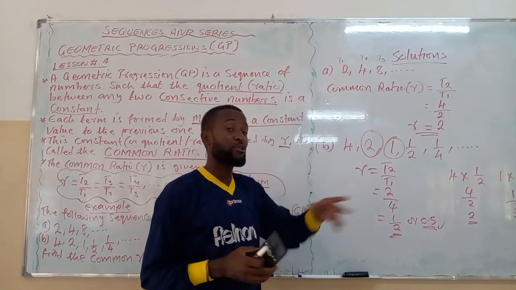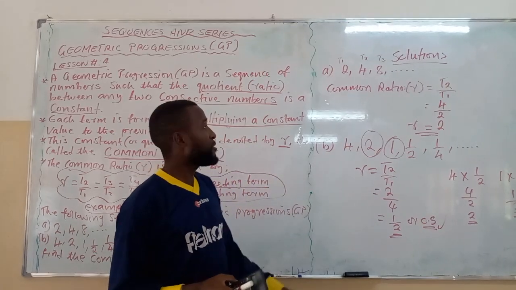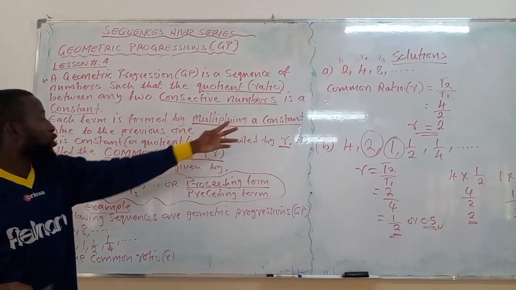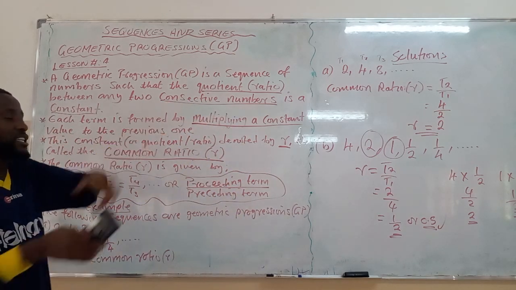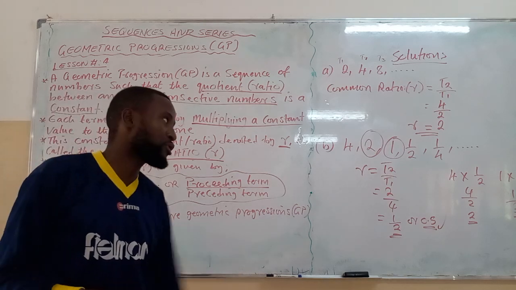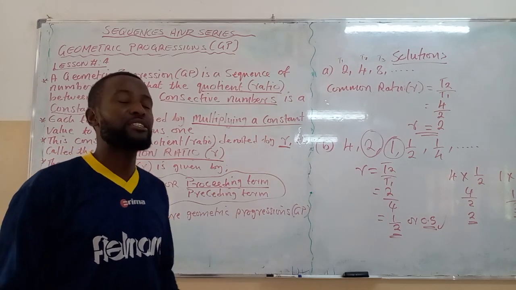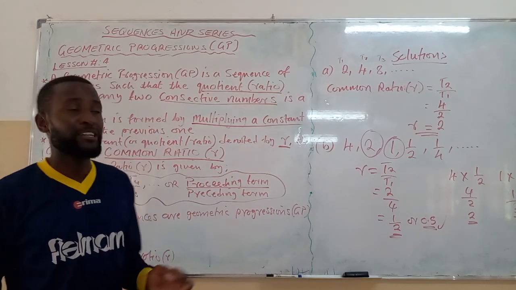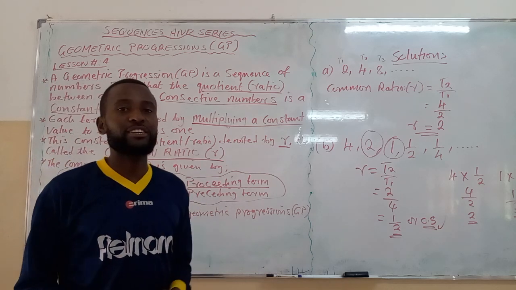So here we multiply to get the answer. If you are going to add, you are not going to get the correct answer. So for the common ratio, we multiply a constant value to the previous term. The constant value is the common ratio. So this is how you work out the geometric progression, dear ones. Hopefully I've made this interesting and very easy for you.